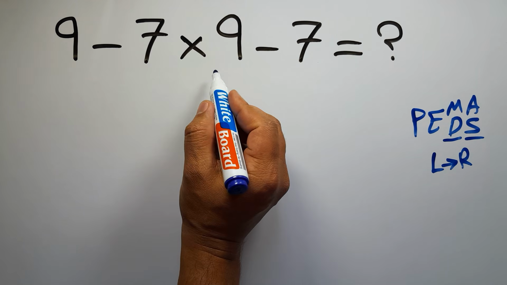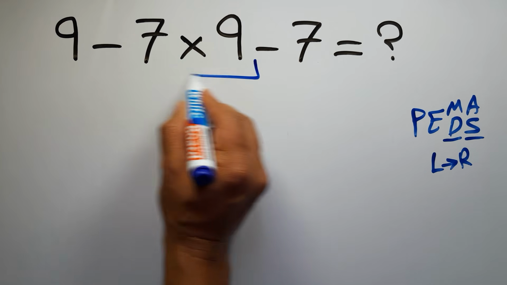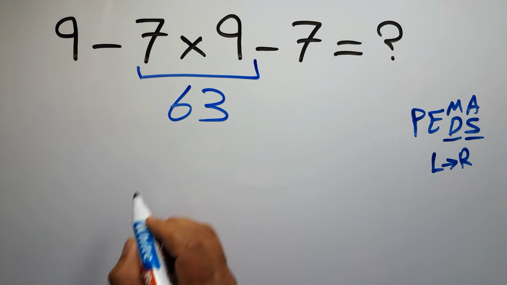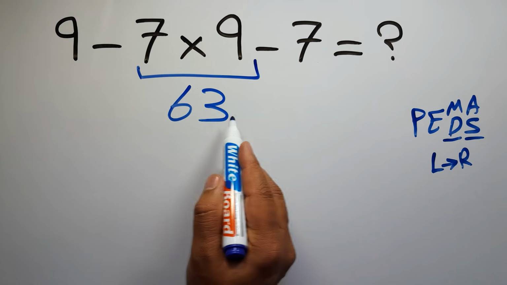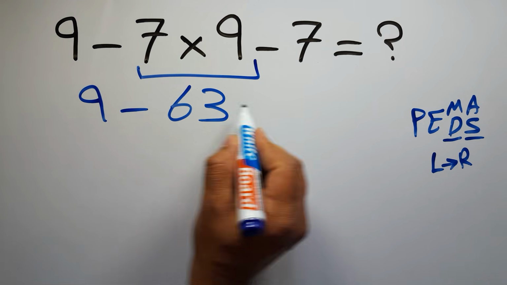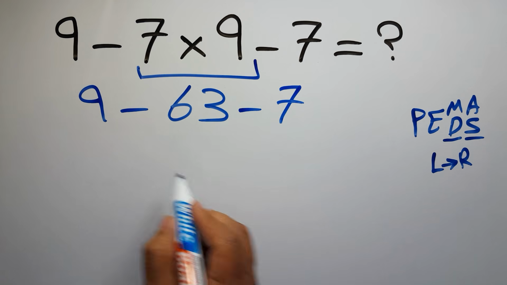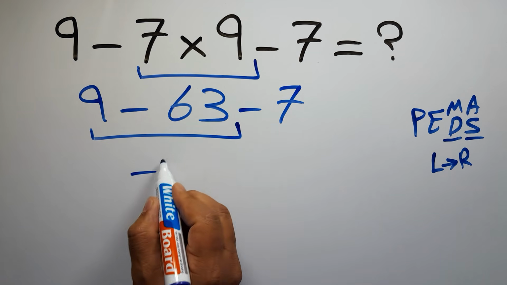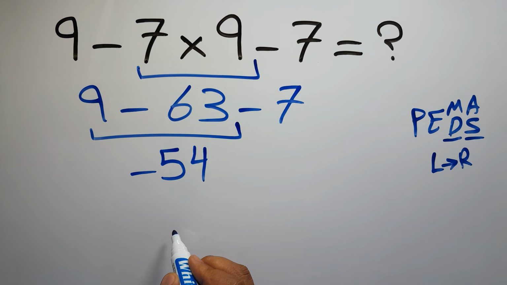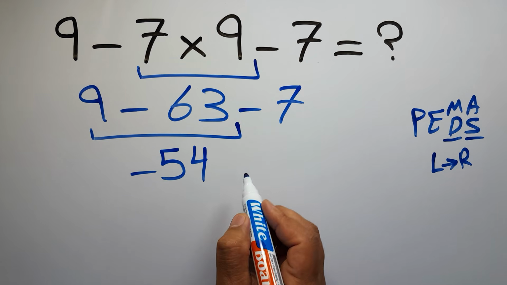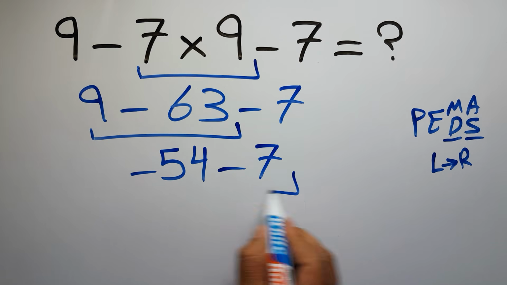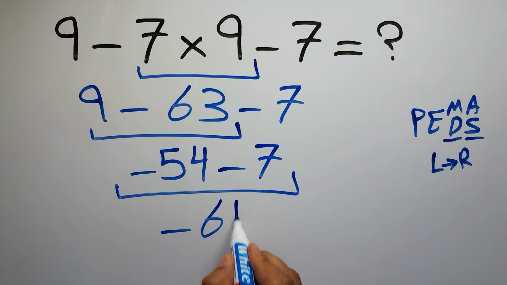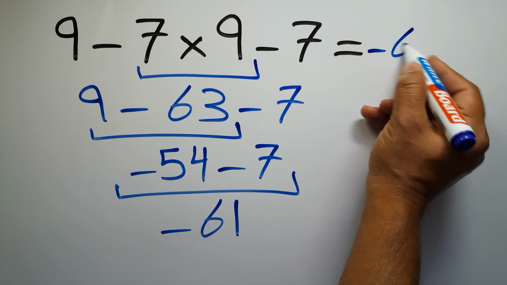So first we have to do this multiplication. 7 times 9 gives us 63. So we have 9 minus 63 minus 7. Now we have to do this subtraction. 9 minus 63 gives us negative 54. So negative 54 minus 7, which equals negative 61. And this is our final answer to this problem. The correct answer is negative 61.